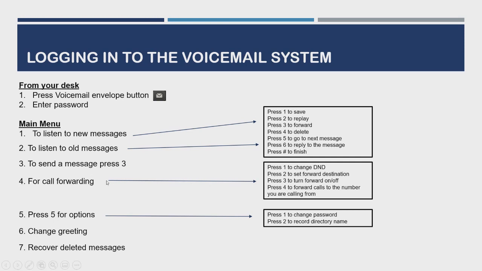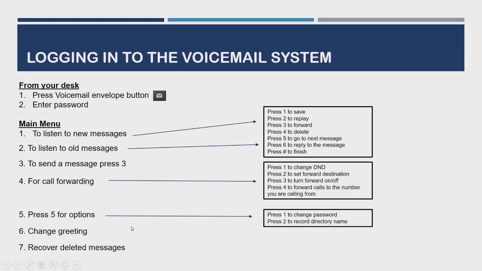Pressing option 4 is the call forwarding feature, where you can forward your phone remotely or from the office to an outside number. The submenu, when you press 4, gives you the options to turn on or off your do not disturb function. Pressing option 2 is your forward destination, where you would enter the number you want your calls forwarded to. And pressing option 3 allows you to turn that forward on or off based on whatever time frame you want it enabled.